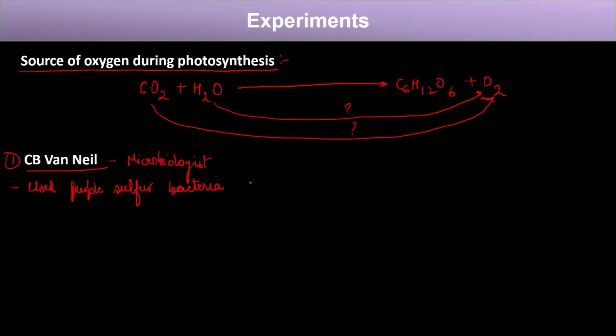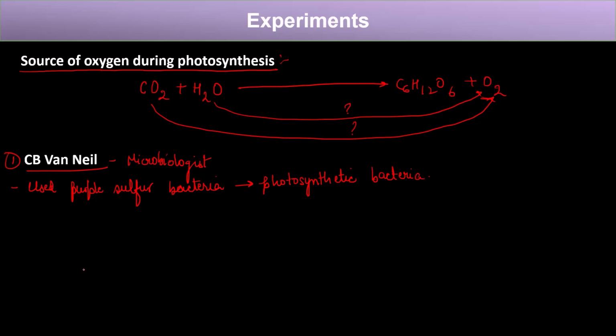What is purple sulfur bacteria? It is a photosynthetic bacteria. So instead of using a plant, he used a bacteria because he was a microbiologist, so he used to work on microbes such as bacteria. This bacteria is a photosynthetic bacteria, so it means it does photosynthesis, right?